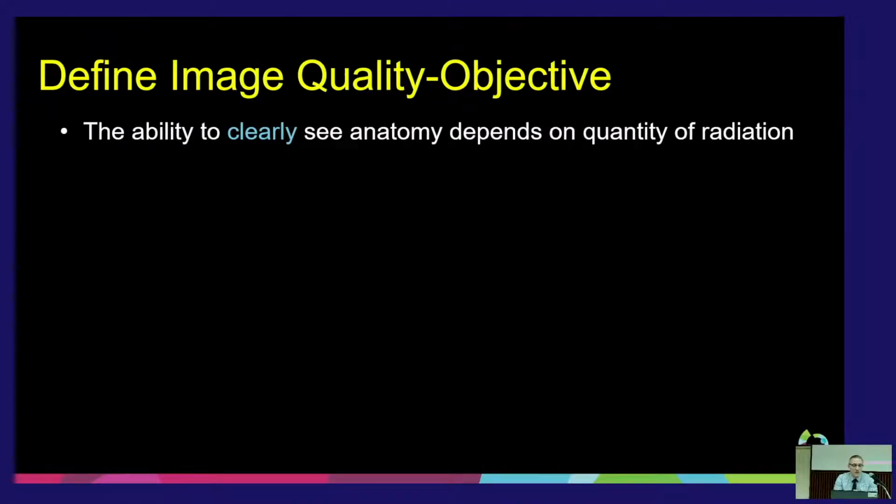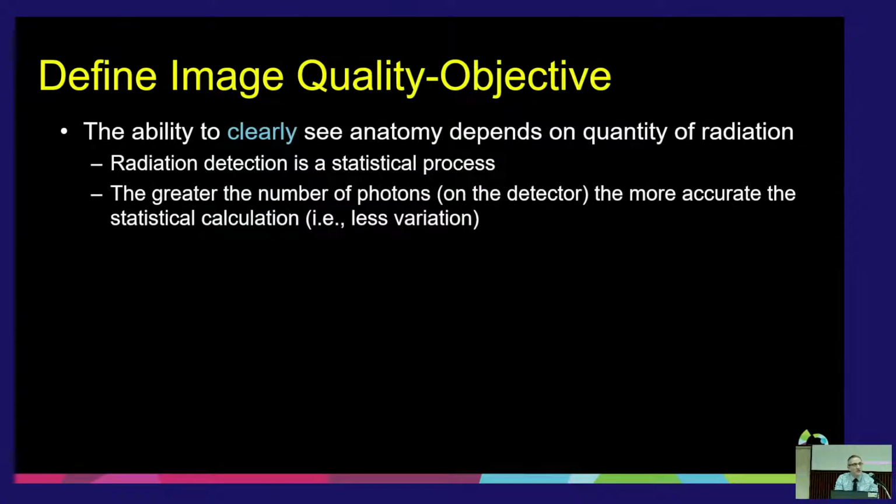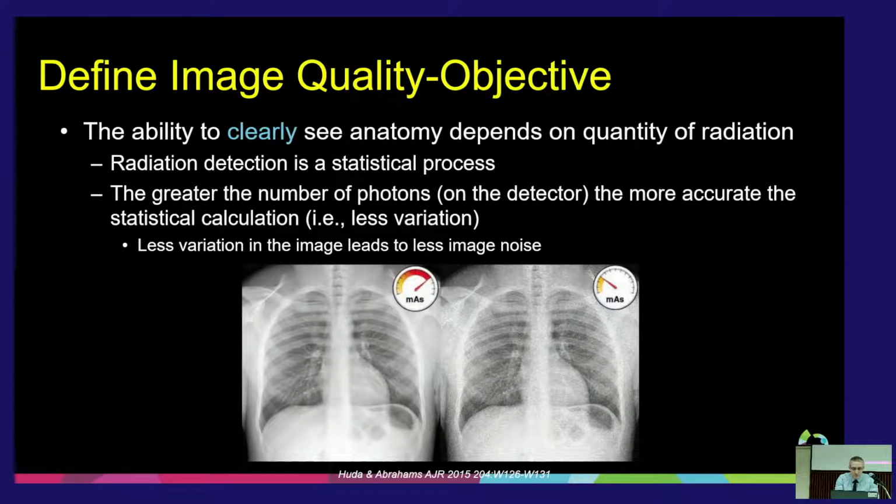So we need to define image quality. The ability to clearly see anatomy depends on the quantity of radiation that we use. This has always been the process. Radiation detection is a statistical process. In other words, the more photons, or X-rays, that you use, the lower the variability, or the less noise you'll have in your image.